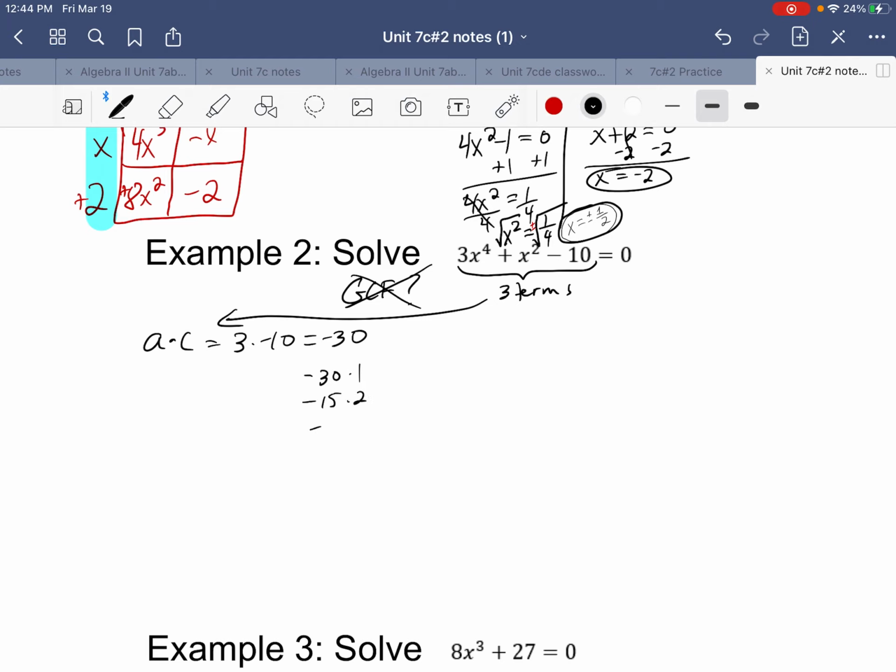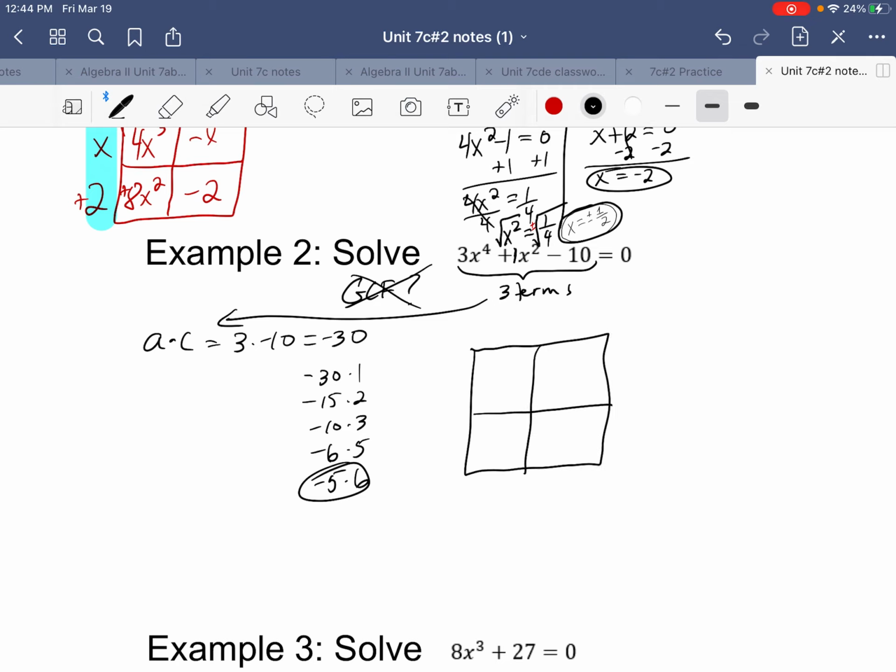until you reach the factors that add up to the b, which is 1. So it's 6 and negative 5. And we're going to use the Punnett square now. So now we're going to split up the middle term, and there are 4 terms now. First term, top left. Last term, bottom right. The negative 5 and 6 go in the other 2 blanks, but with the x squared.